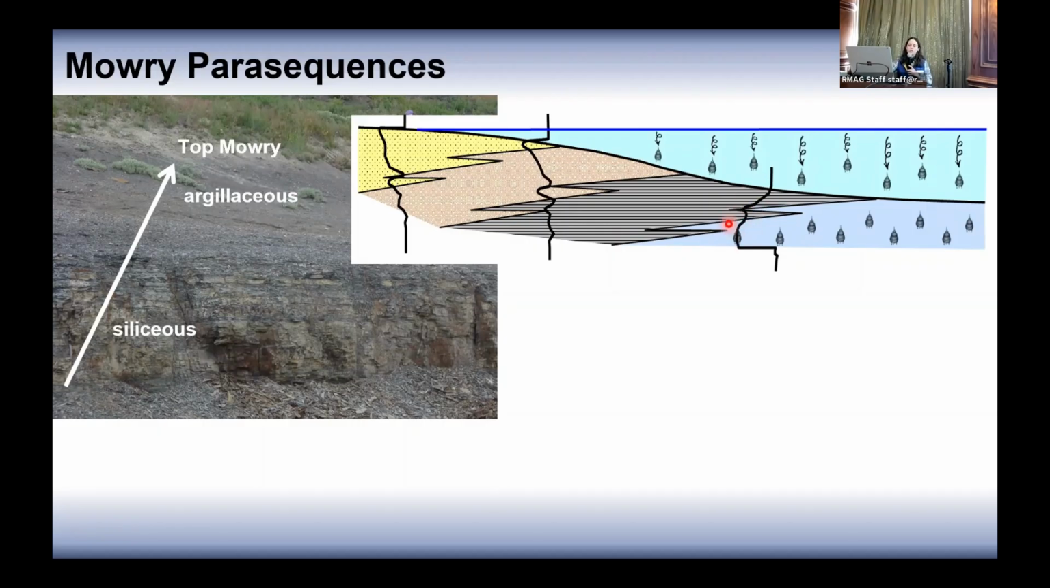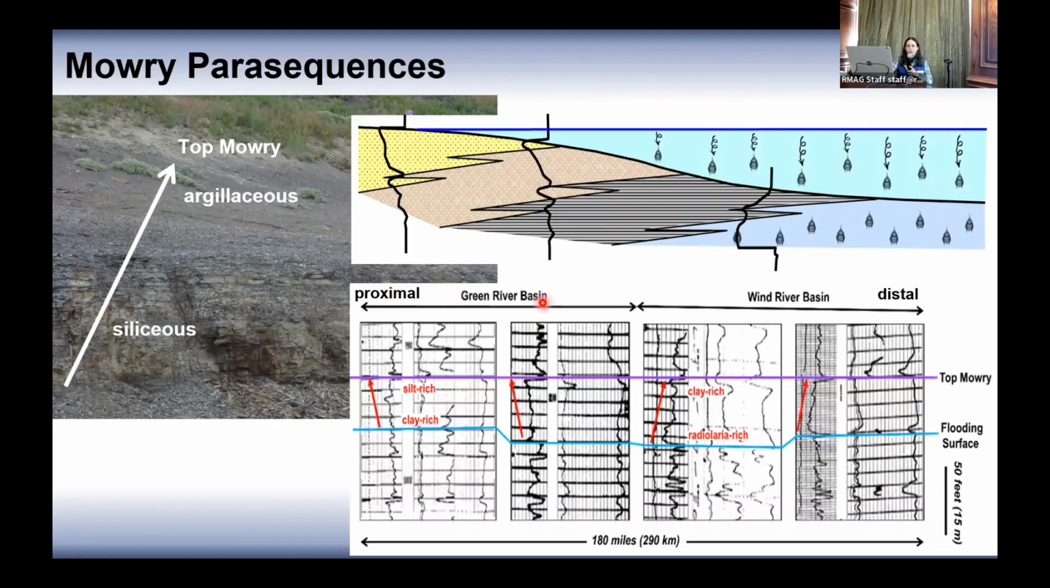So you get a reversal of that signature. It almost looks like, instead of cleaning up like you see here, you get the reverse of that. And you can see that in cross-section, going from more proximally in the Green River Basin out more distally towards the Wind River, towards the Powder. In this uppermost parasequence of the Mowry, you go from a coarsening up or cleaning up cycle in this gamma ray to switched here, where you're cleaner at the base and then getting more clay-rich up at the top.